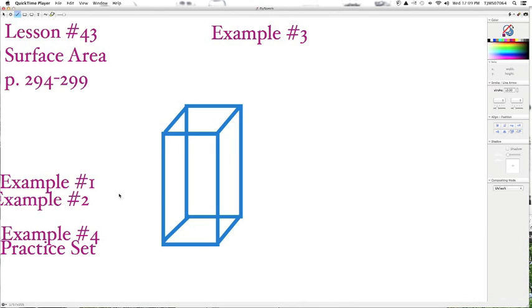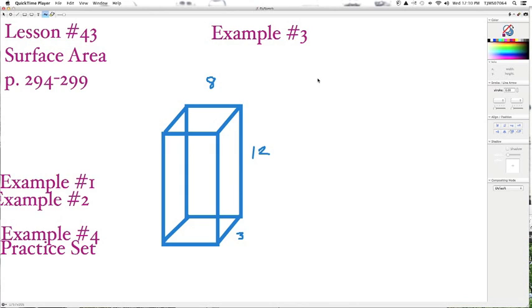Okay, so here we have the cereal box, and looking at the cereal box, we see that the height is 12 1/4 inches. We'll call that 12 inches. And we see that the depth is 2 3/4 inches. We'll call that 3 inches. And we see that the width is 7 3/4 inches. We'll call that 8 inches.